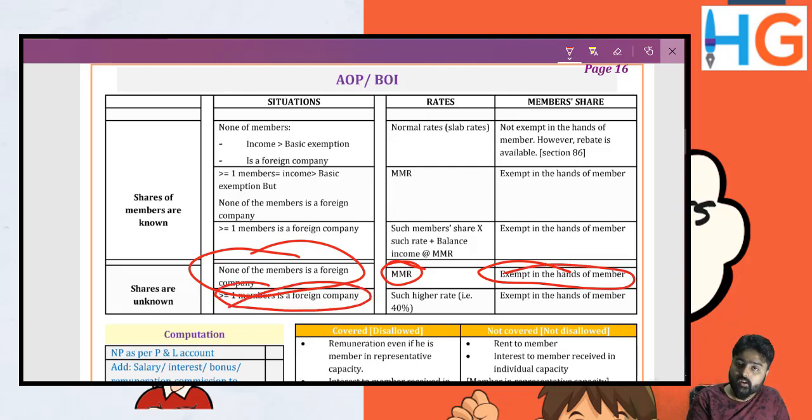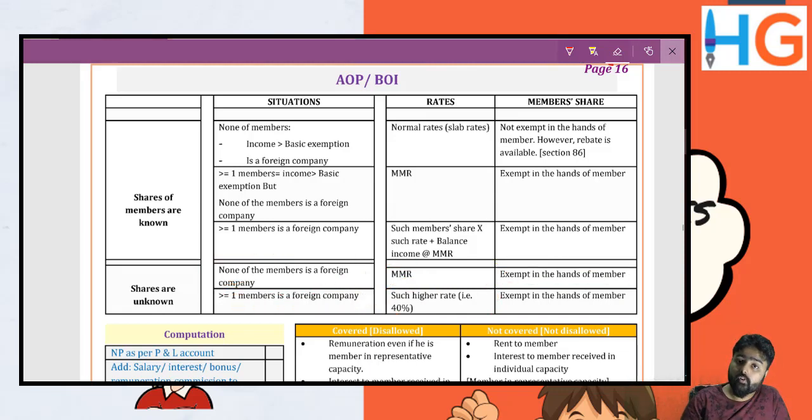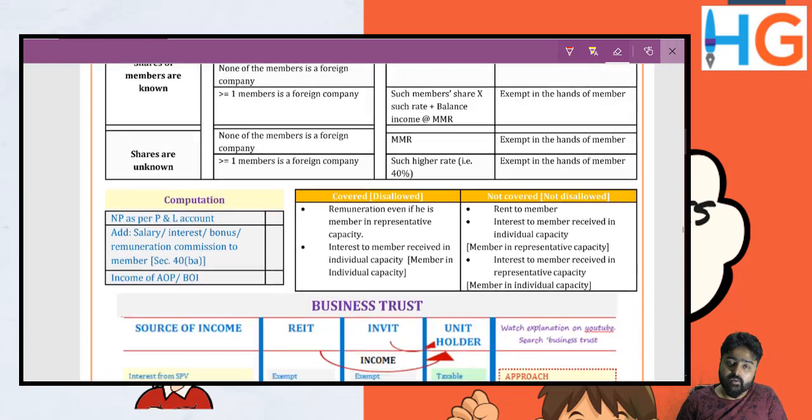If one member is a foreign company, now you're seeing, the company is saying, I am a foreign company, I am a member in XYZ AOP. The Income Tax Act says you don't know your share. I say I don't. Then the income tax says that the entire income of the AOP will be taxable at such higher rate. Simple. It is protection of revenue from an income tax perspective.